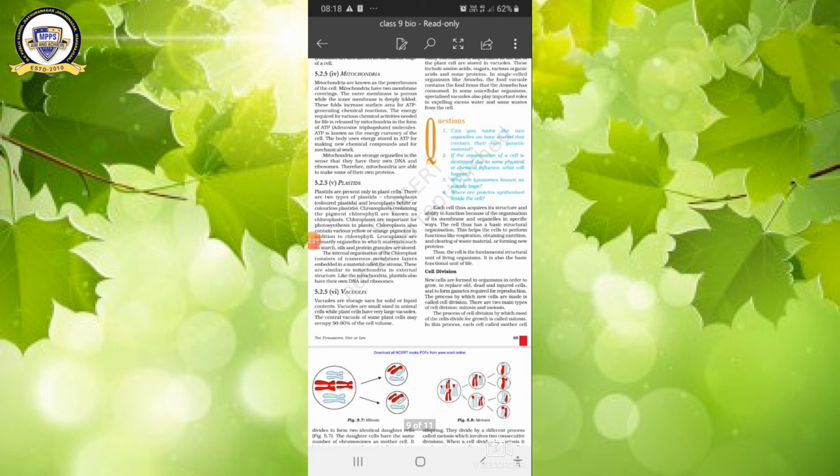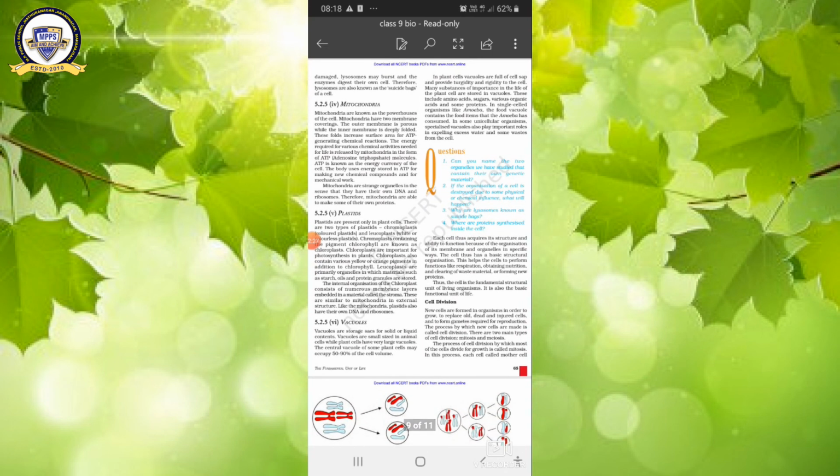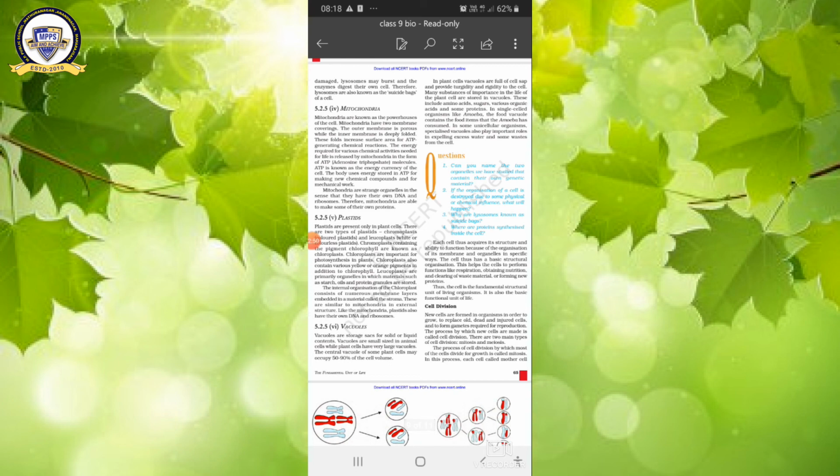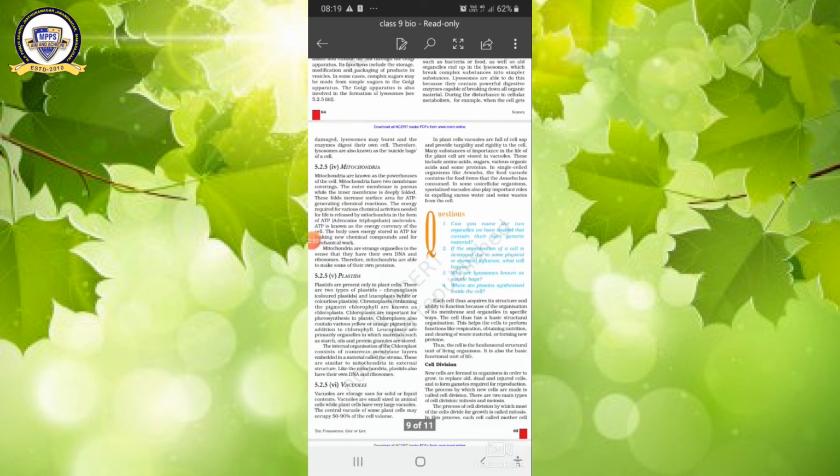And next, most important cell organelles is vacuoles. So vacuoles are storage sacs for solid or liquid contents. Vacuoles are small in size in animal cells, while plant cells have very large vacuoles. The central vacuoles of some plant cells may occupy 50 to 90% of the cell volume.